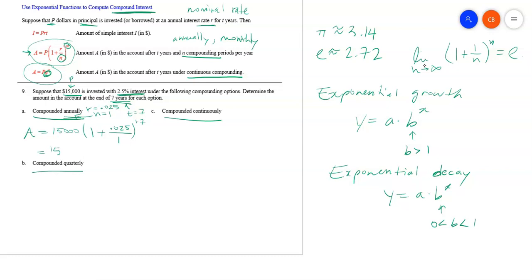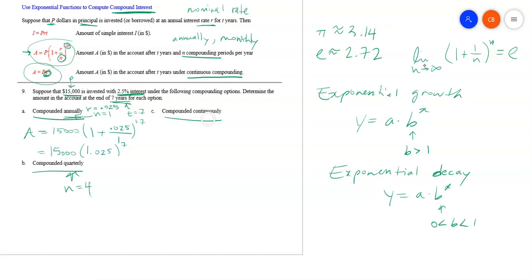So this would go 15,000 times, and for the first step, we can just divide anything by 1, it's just itself. So this goes 1.025 when we add these, and then it goes to the 7th power. You will get some number for this one. And then we can do the same thing compounded quarterly. The only thing that's going to change is that in this case N is equal to 4, because that's the number of periods per year.